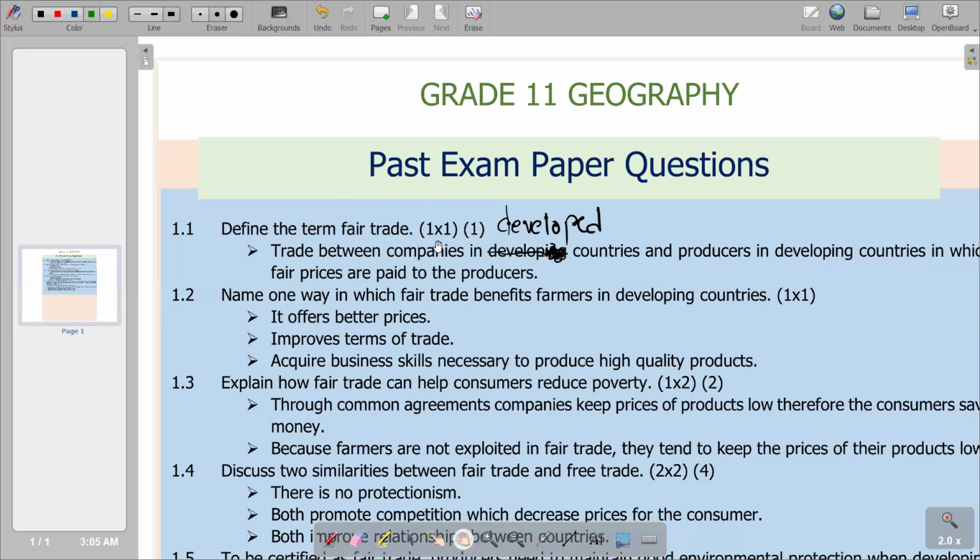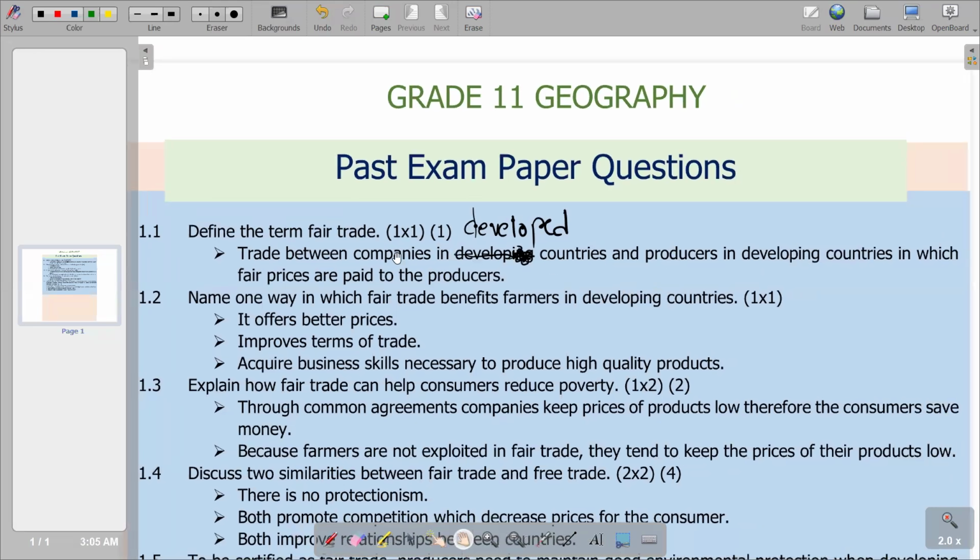The first question reads, define the term fair trade, and it has 1 mark. The definition is that this is a trade between companies in developed countries and producers in developing countries in which fair prices are paid to the producers. So this is basically the definition that we were trying to explain earlier, that the issue of fair prices is behind fair trade.